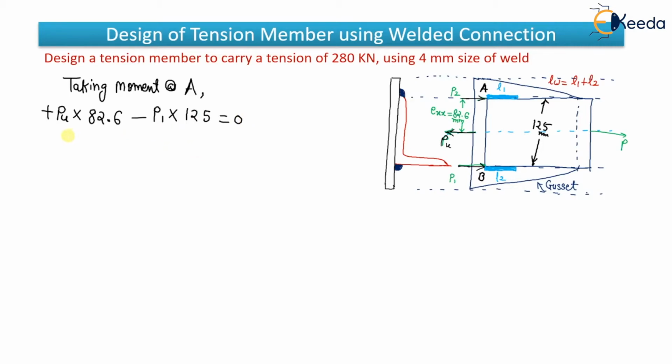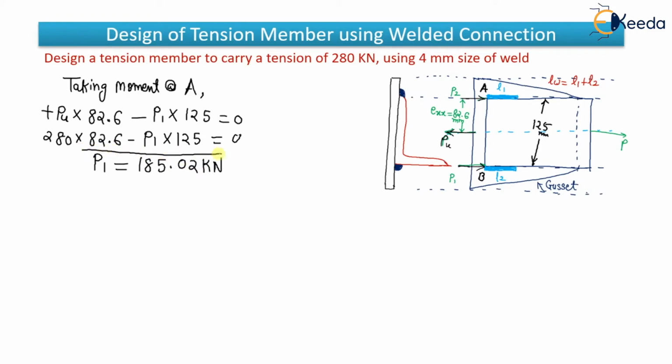So how much will be the value of P1? See, Pu is 280. I'll put it in kilonewton only. P1, as it is, that is unknown to me, is equal to 0. So I can easily find out the value of P1. How much will it be? It will be 125.02 kilonewton. Now I know the value of P1.